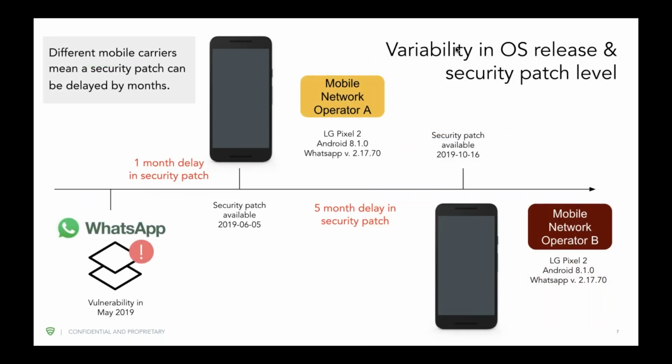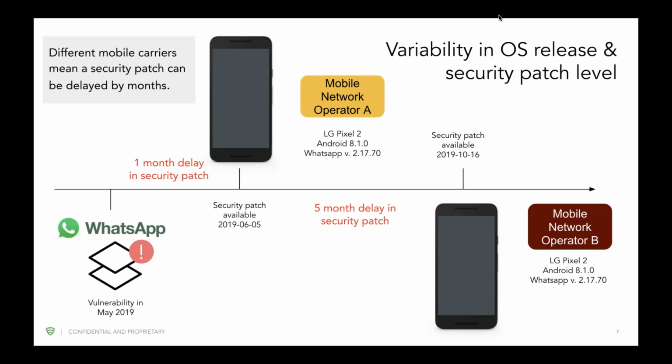A good example of how this works in the mobile space: here we have a Pixel 2 device built by LG, and that device is available on carrier A and carrier B. But because in the Android world the mobile operators, or carriers, really manage the firmware update process, you can have different delays and different patch adoptions. For network operator A, for example, there was a vulnerability announced in May of 2019 by WhatsApp that was pretty critical. That was patched in June of 2019 for carrier A, but we didn't see that same patch hit the same Pixel 2 devices until October for network operator B.